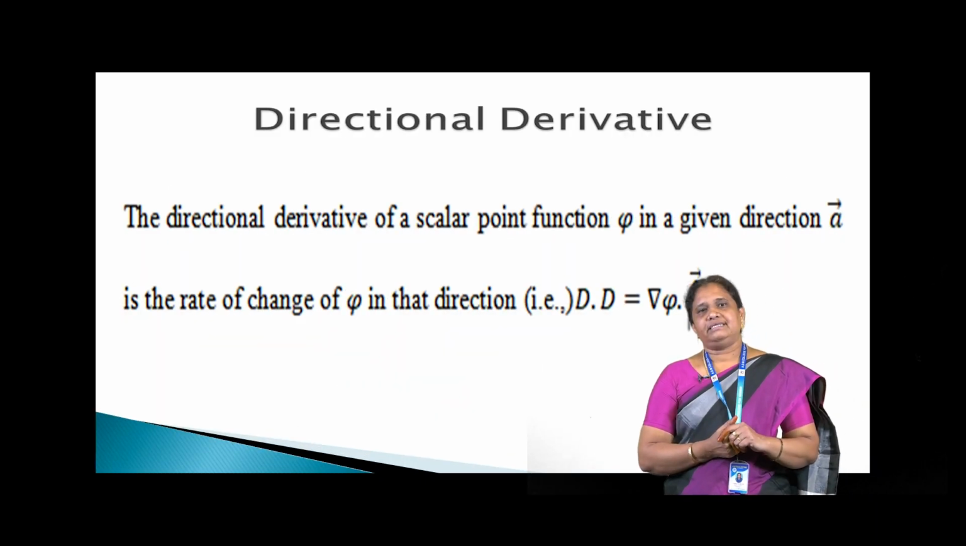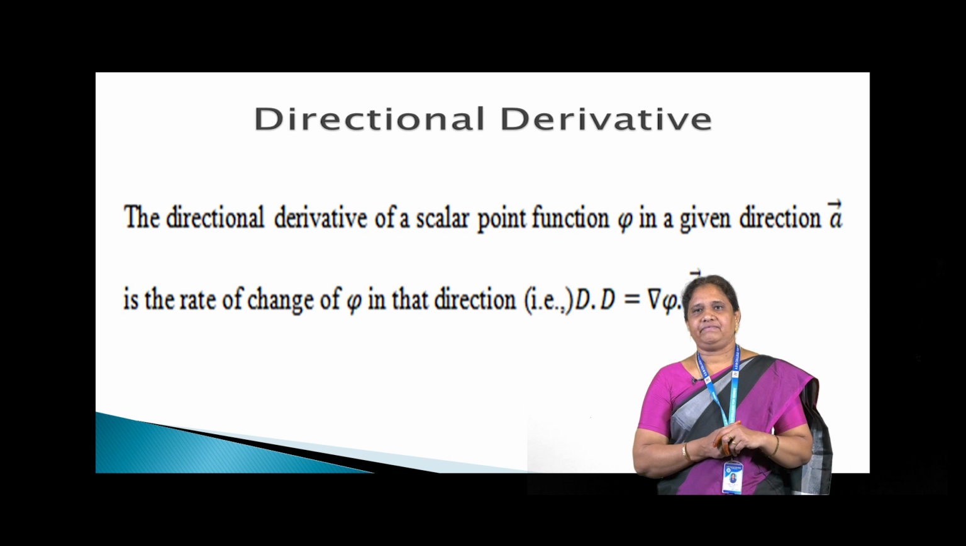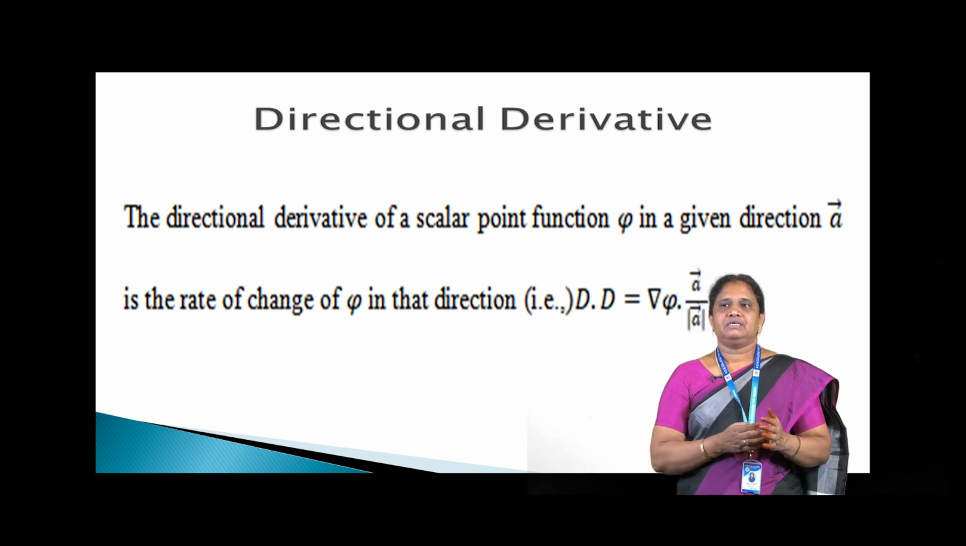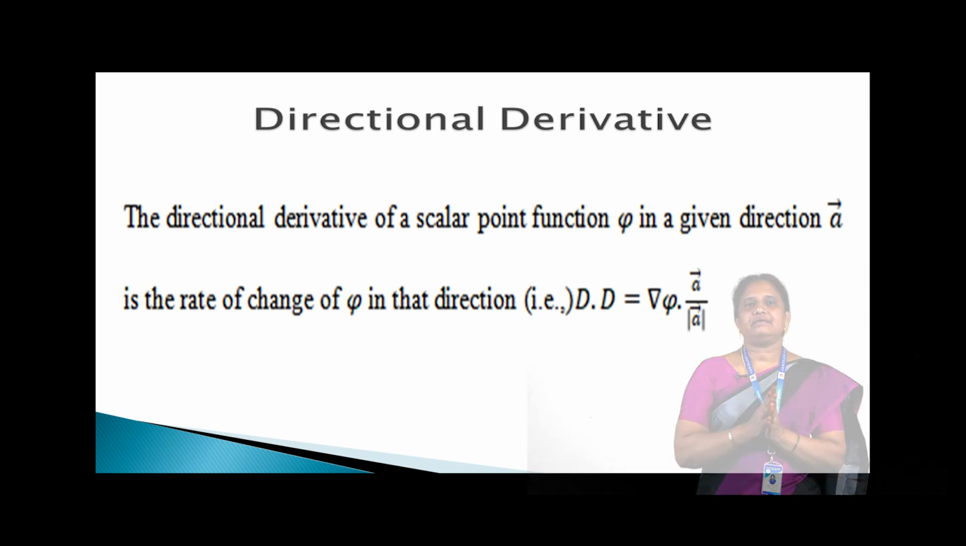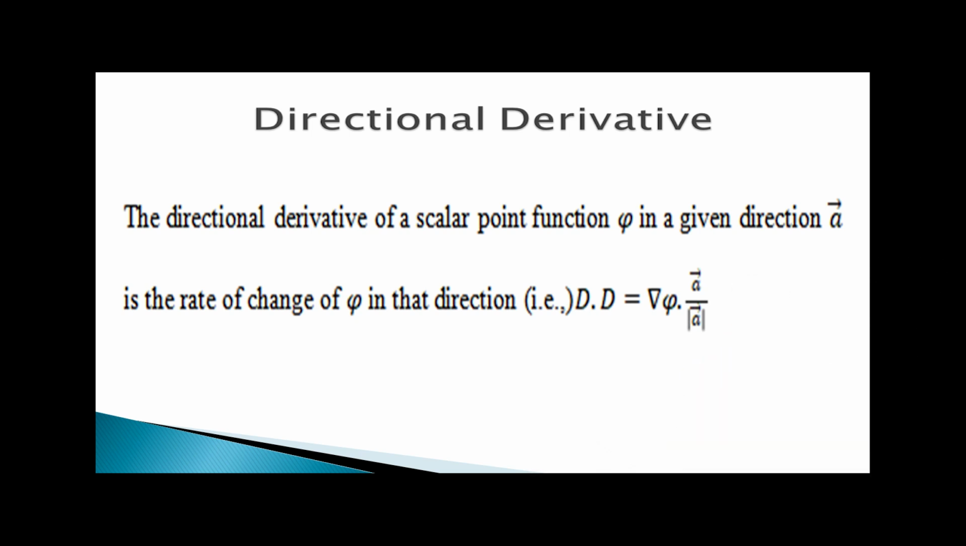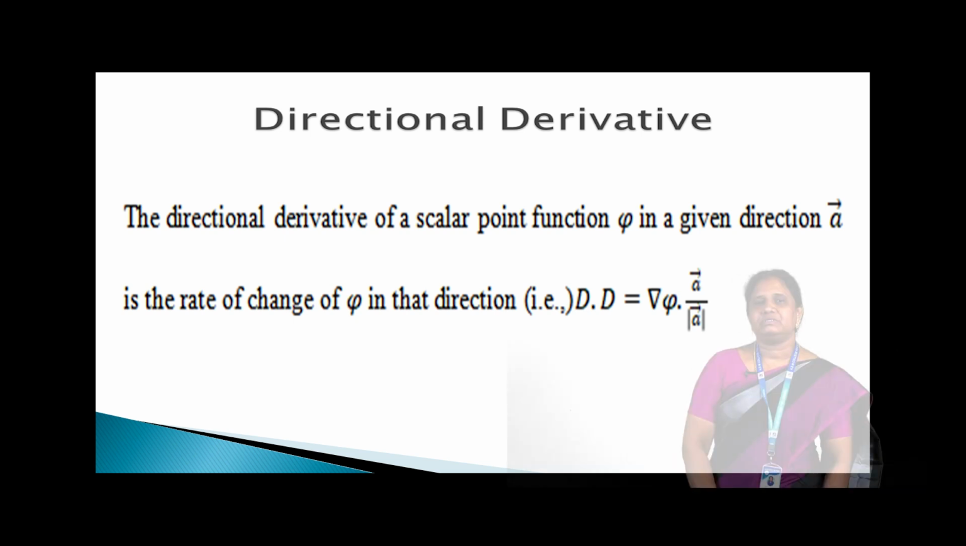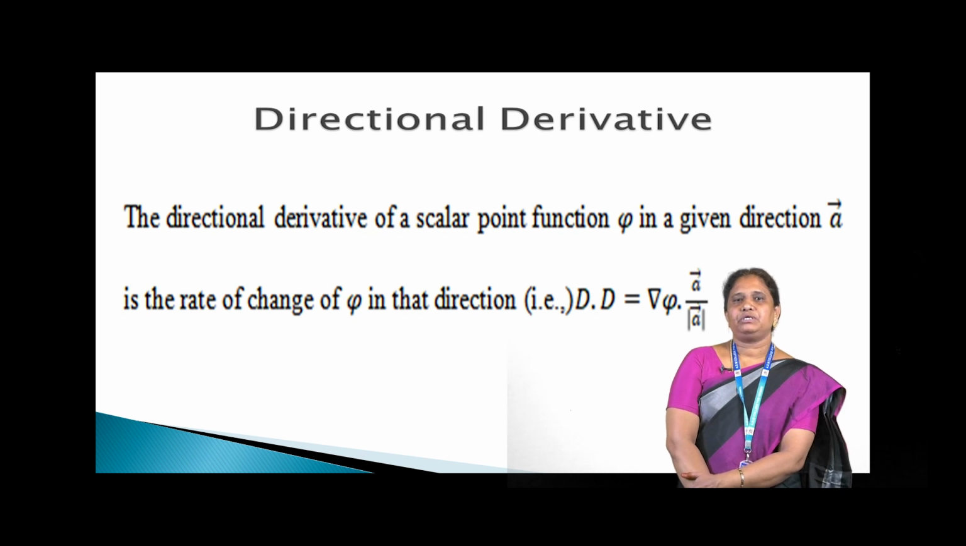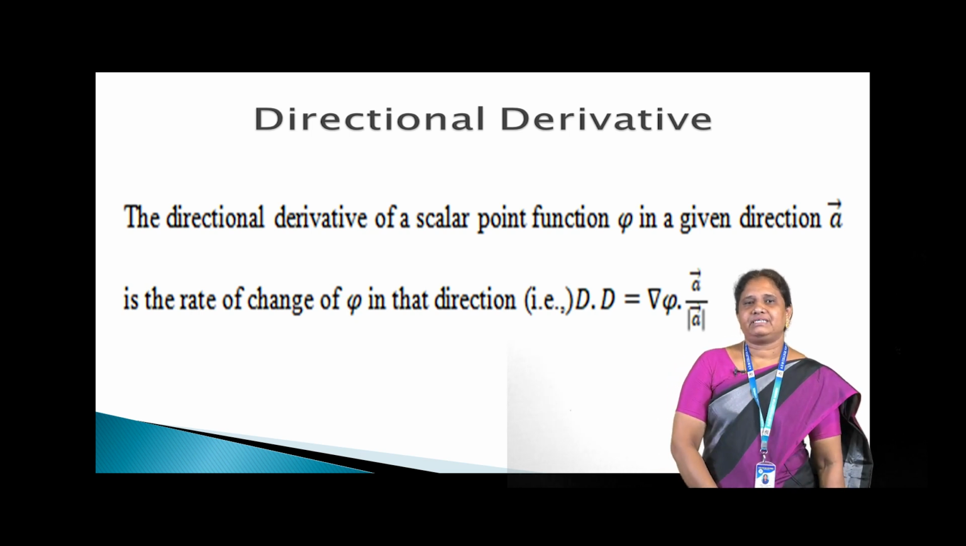One more formula is there, that is the directional derivative. The directional derivative of a scalar point function phi in a given direction A vector is the rate of change of phi in that direction. That is directional derivative D.D, shortly written as d dot d, which is equal to del phi dot A vector divided by modulus of A vector.